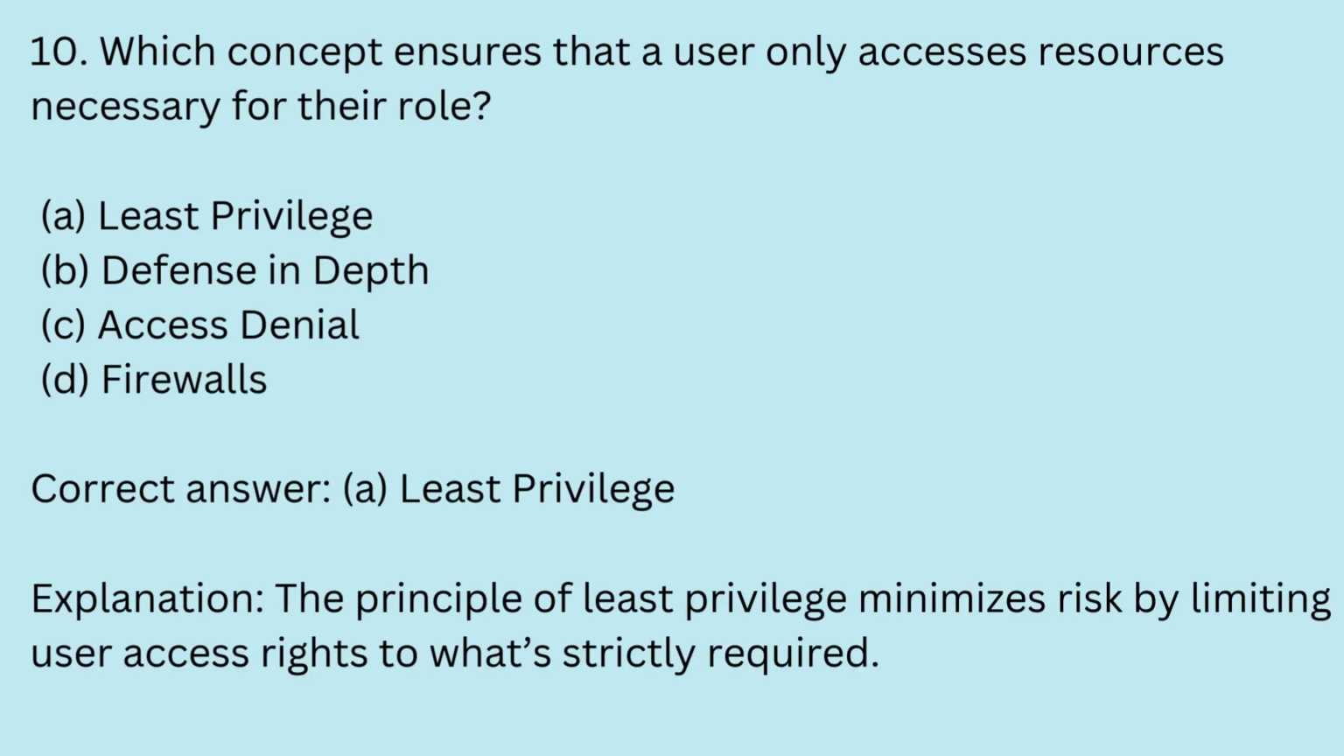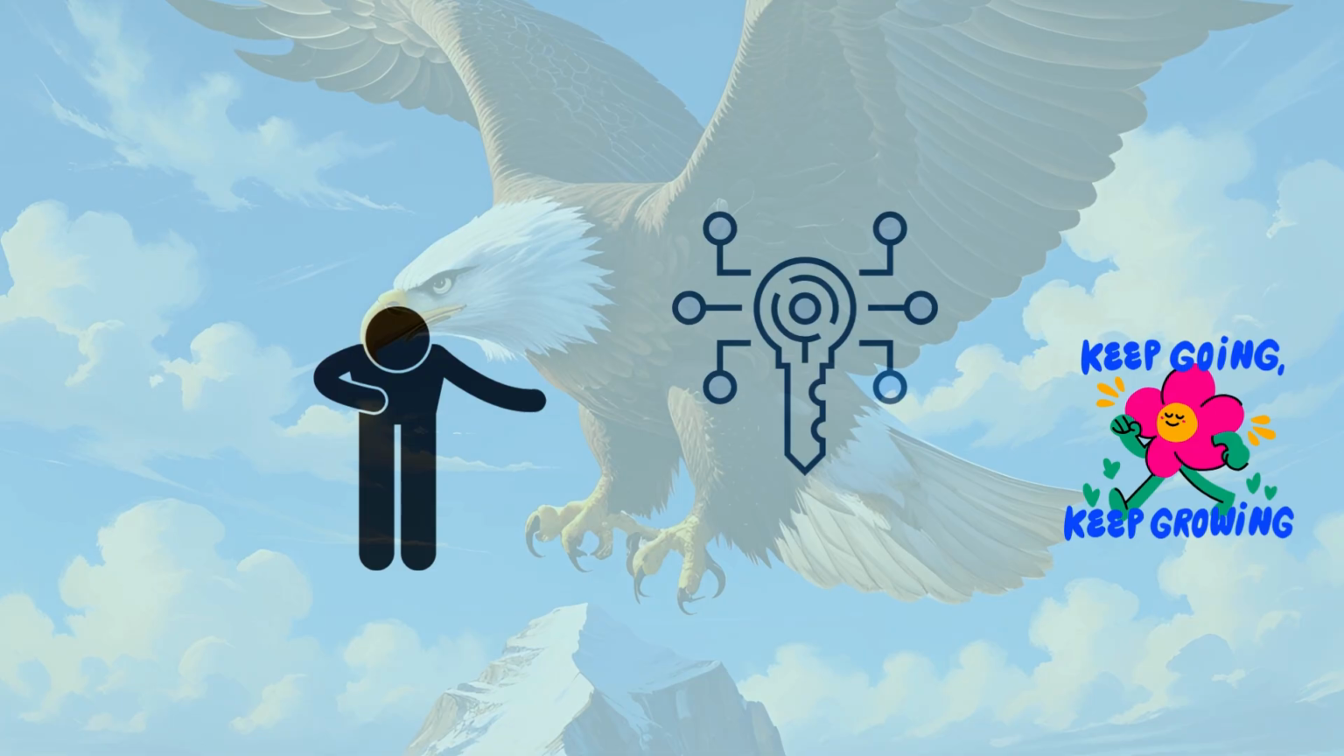10. Which concept ensures that a user only accesses resources necessary for their role? A. Least privilege. B. Defense in depth. C. Access denial. D. Firewalls. Correct answer: A. Least privilege. Explanation: The principle of least privilege minimizes risk by limiting user access rights to what's strictly required.